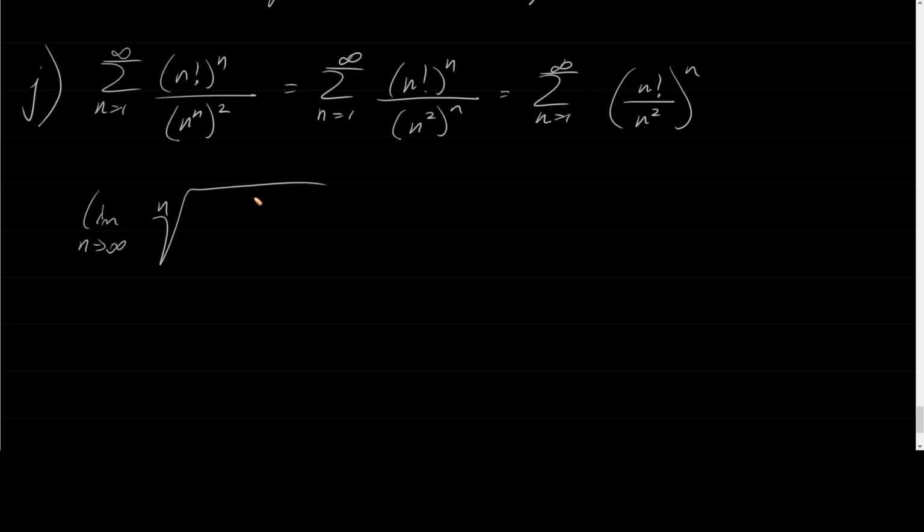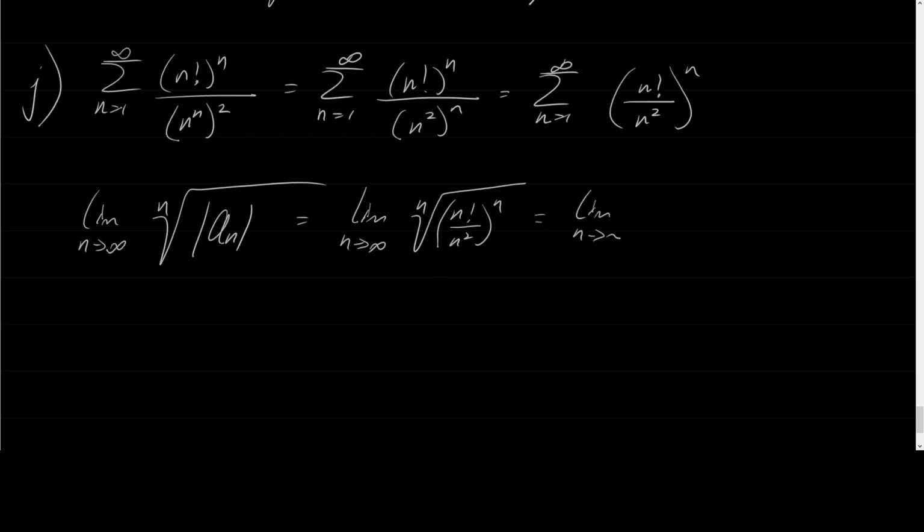So the nth root of the absolute value of our a sub n. In this case, we have the limit as n goes to infinity of the nth root of n factorial over n squared to the n. The nth root and the n cancel each other out. So I have the limit as n goes to infinity of n factorial over n squared.